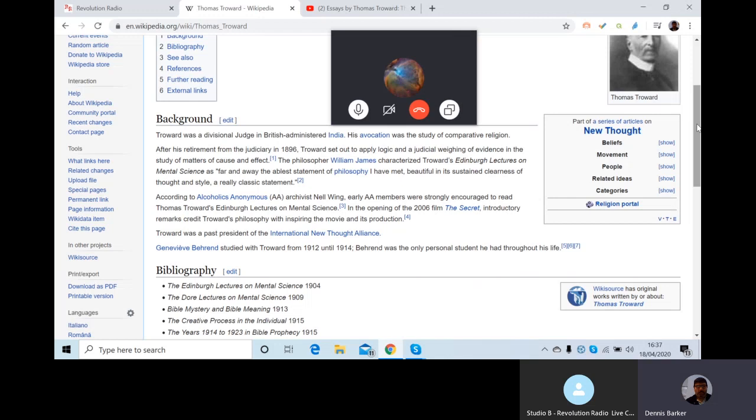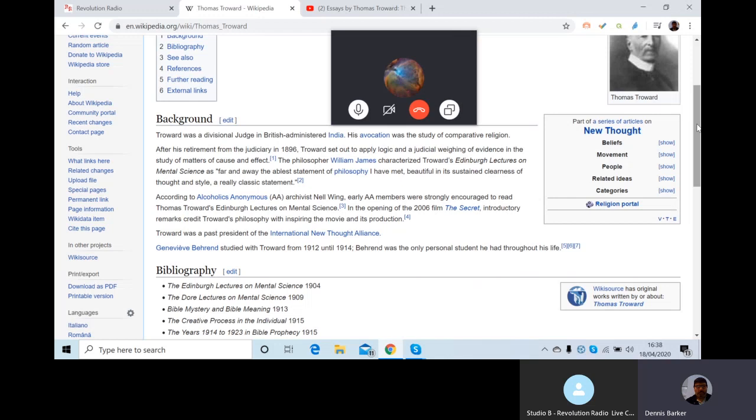After his retirement from the judiciary in 1896, Troward set out to apply logic and a judicial weighting of evidence in the study of matters of cause and effect. The philosopher William James characterized Troward's Edinburgh lectures on mental science as, quote, far and away the ablest statement of philosophy I have met, beautiful in its sustained clearness of thought and style, a really classic statement. And this is according to Wikipedia.